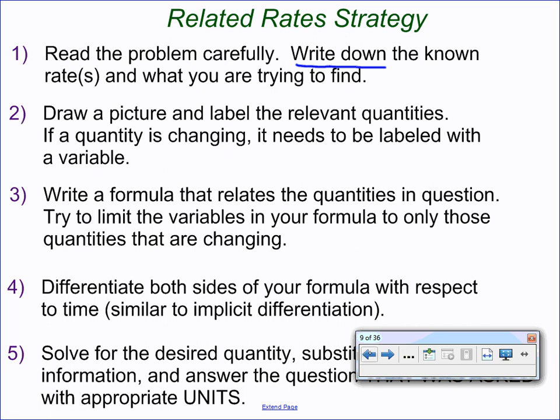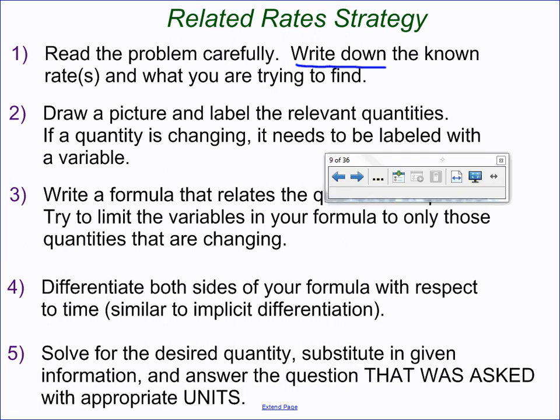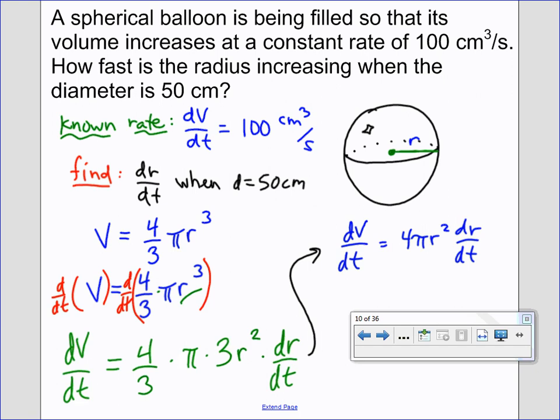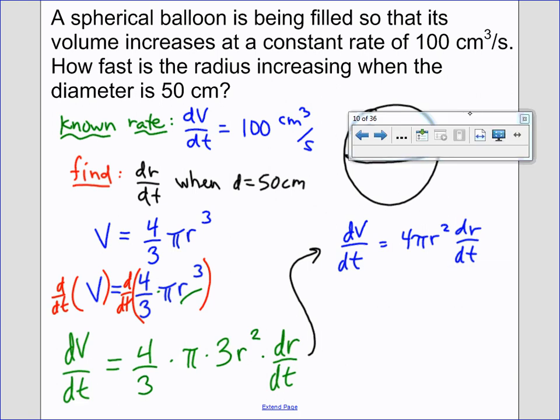Now let's focus in on what we're trying to find. Number 5 says, solve for the desired quantity, substitute in the given information, and answer the question that was asked with the appropriate units. Notice how we haven't done anything at all with that moment in time value, that moment in time when the diameter is 50 centimeters. We'll only do that at the very end. In fact, I'm still going to solve for the rate in question first and only plug in at the very end.